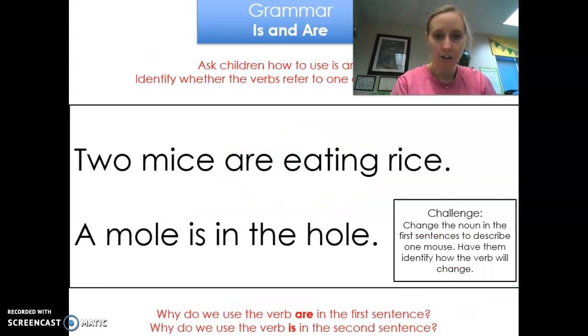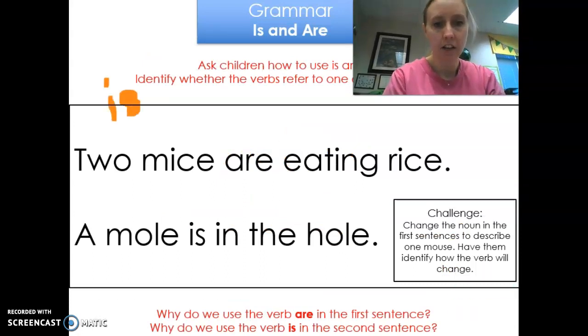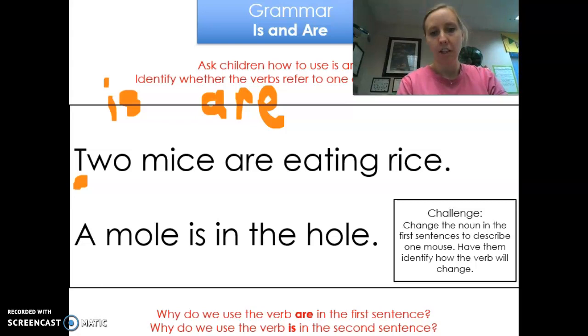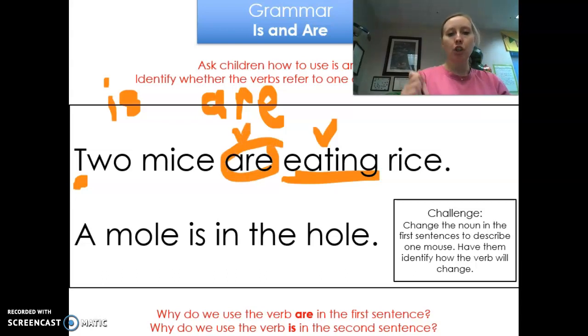Okay, let's look at this one. Okay. We've been working on is and are. Is and are are present tense verbs. She is happy. We are happy. It's something happening right now. So let's read this sentence. 2 mice are eating. So, what are they doing? They're eating. That's a verb. And are is our verb also. When we have two or more nouns, we put are. So we have 2 mice. Okay, if we had 1 mouse, it'd say the mouse is eating rice.